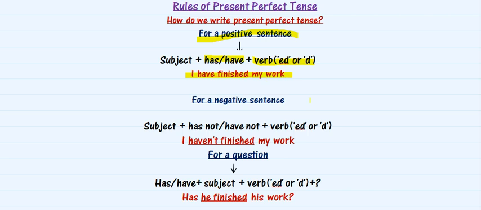Now let's see what will happen if you have a negative sentence. For any negative sentence, you just need to add not to it. That is, has not or have not along with the verb that is ending with ed or d, that is the third form of the verb. It will remain as it is. The verb will remain the same, but only not would be added along with has or have for a negative sentence. Like, I haven't finished my work.